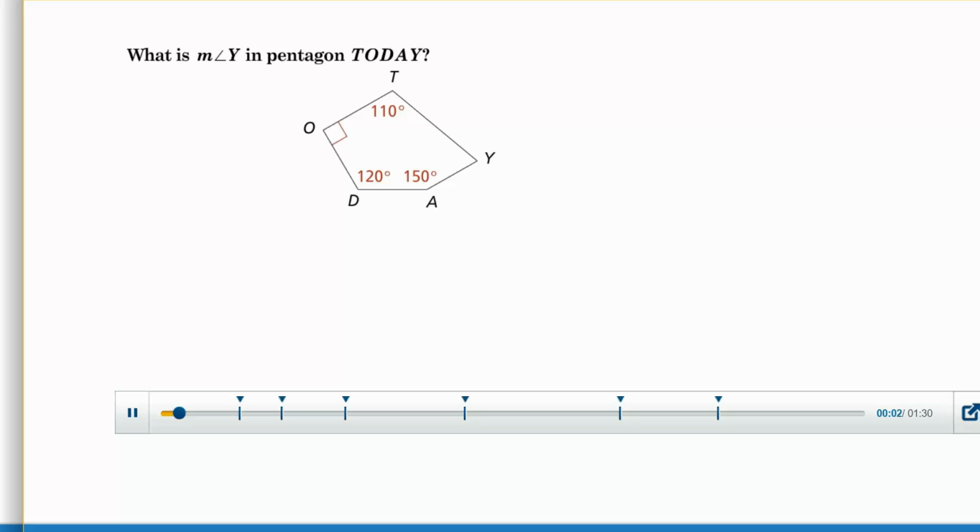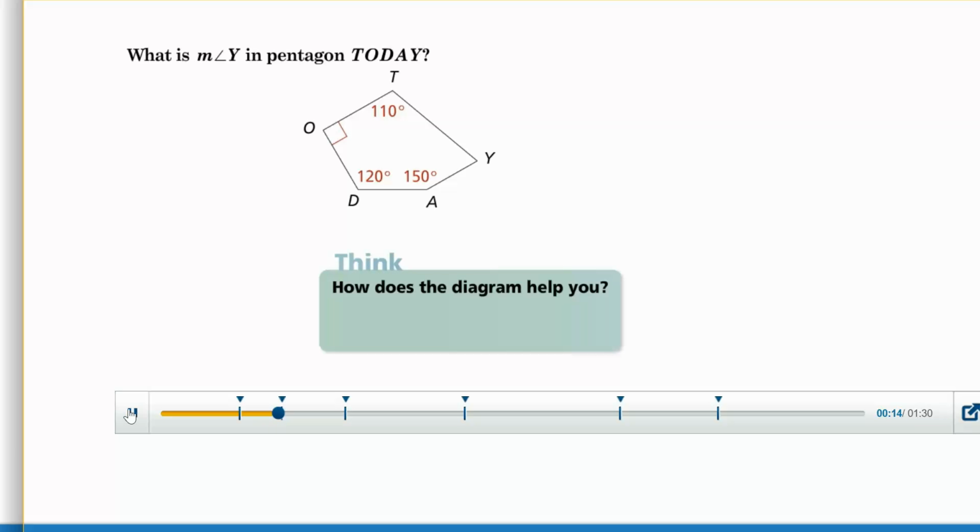In this problem, you will use the polygon angle sum theorem. What is the measure of angle y in the pentagon? So what we're looking for is this missing angle, angle y right here. So if we knew their total, we could take the ones that we know and subtract it from the total to find out what's left over for y.